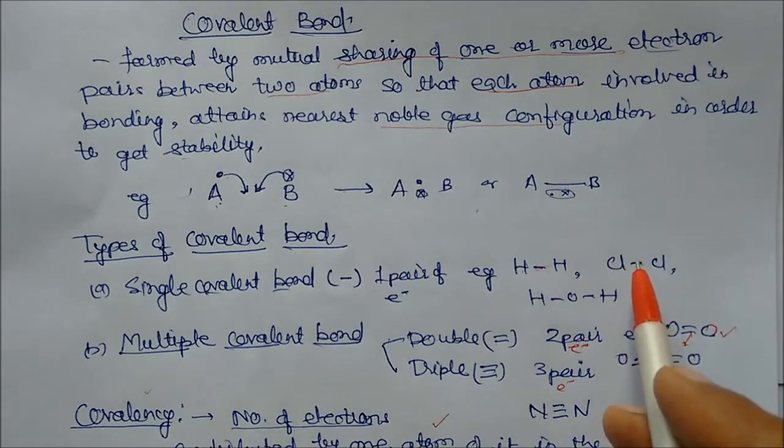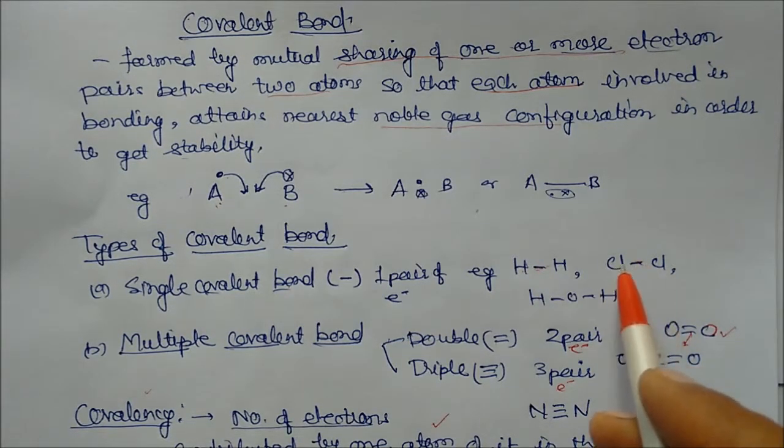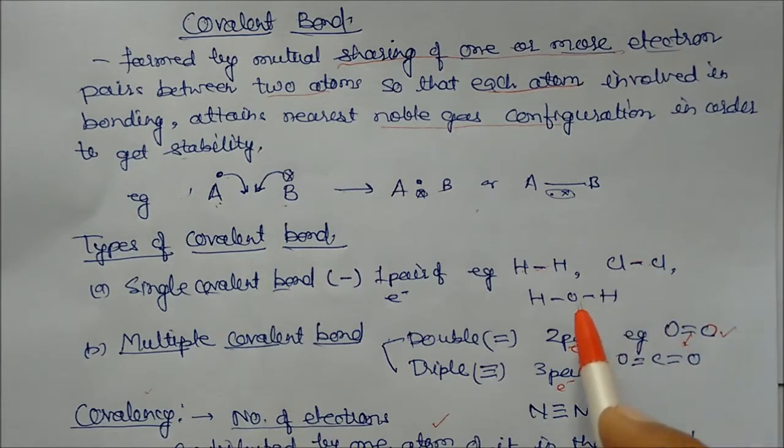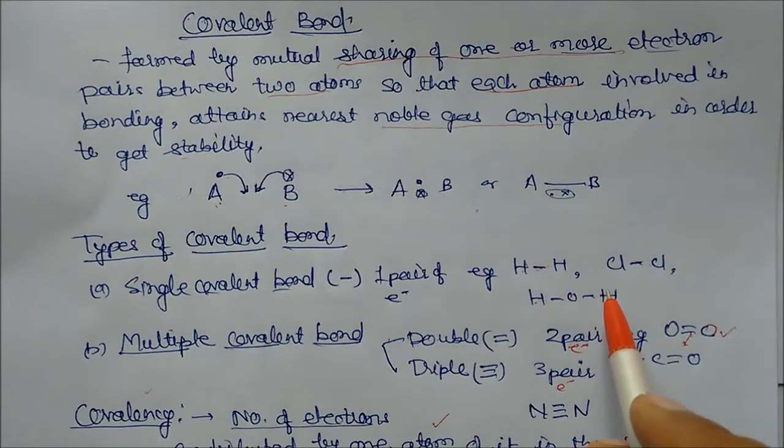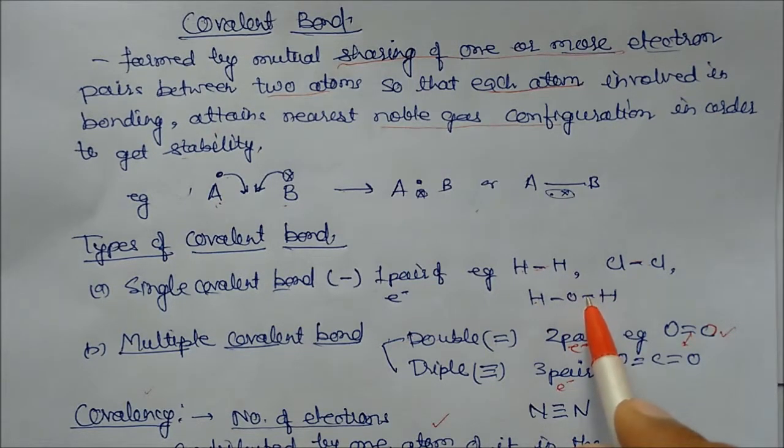Similarly in chlorine, there is sharing of one pair of electrons between them, so it is a single covalent bond. Similarly in water molecules, one electron of this hydrogen is shared with the oxygen, and one electron of this oxygen is shared with this hydrogen. So again this is a single covalent bond.